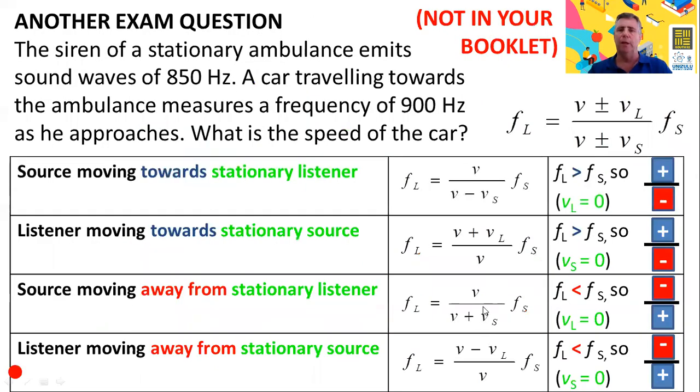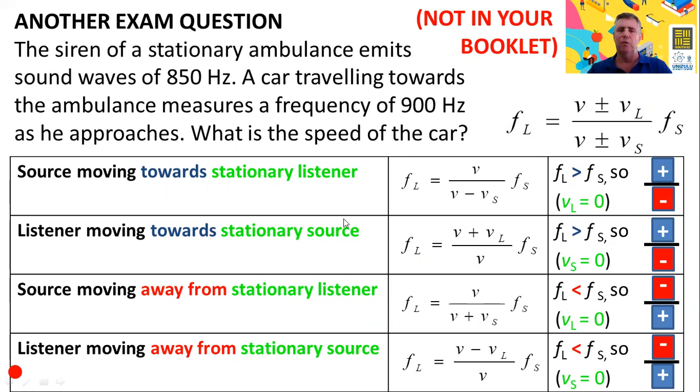One more example. Again, it's not in your booklet. Just look at the screen. I'm not actually going to solve this completely, but just help you to choose the right form of the equation, because from there, it's just a matter of substituting and solving. The siren of a stationary ambulance emits sound waves of 850 hertz. So this ambulance is the source, it emits sound waves, and it's stationary. The listener, the car traveling towards the ambulance, measures a frequency of 900 hertz. What is the speed of the car?